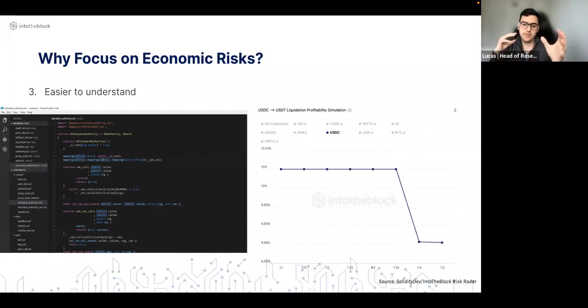We're also, from Into the Block, trying to help educate people about these risks, and it's an effort. Of course, people don't know fully about all of them, but we hope with this webinar, as well as with the Risk Radar launch, to create more clarity in how to measure these risks and how to mitigate them, of course.